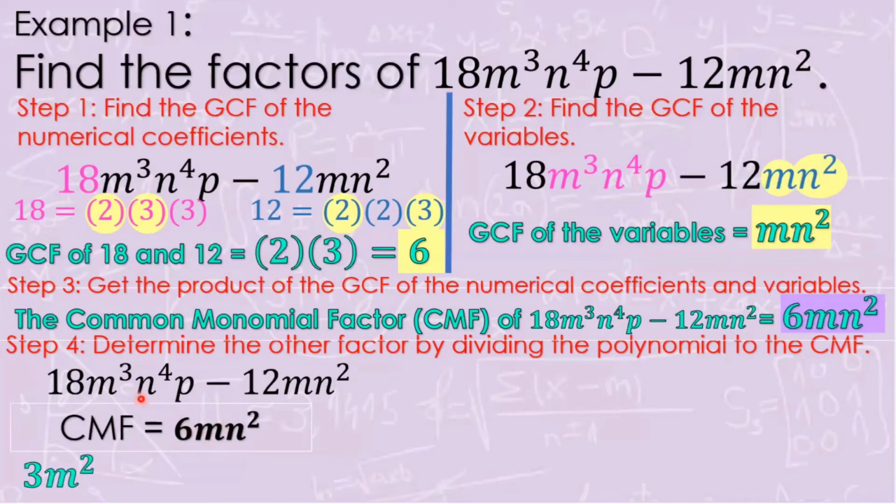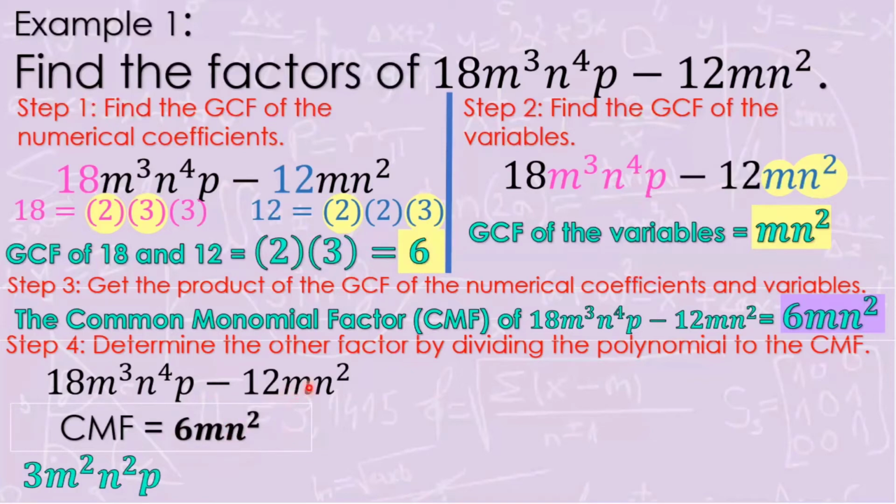Okay? So, dito, n to the fourth divided by n squared. So, minus ulit natin yung exponent nila. So, that will give us n squared. So, p divided by 1, kasi wala naman na dito. So, invisible 1 yun. Parang bring down p na lang po. Okay? So, we are done dividing the first term by the CMF.